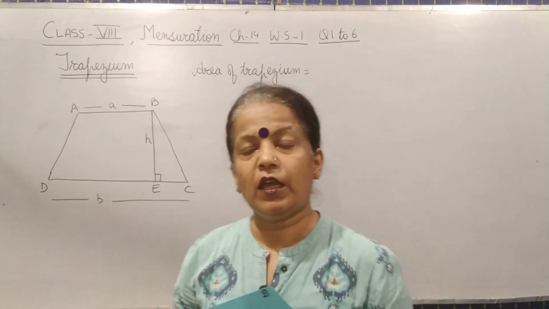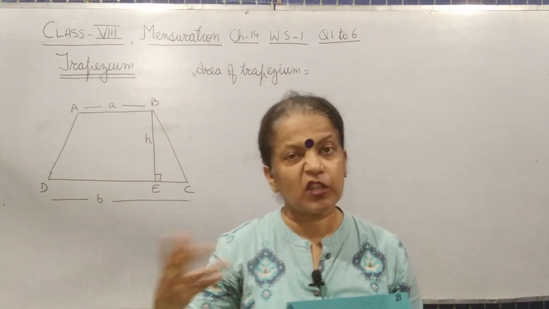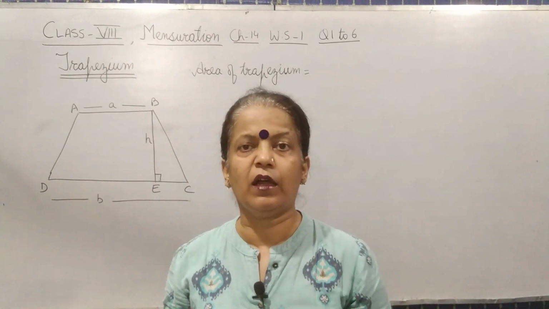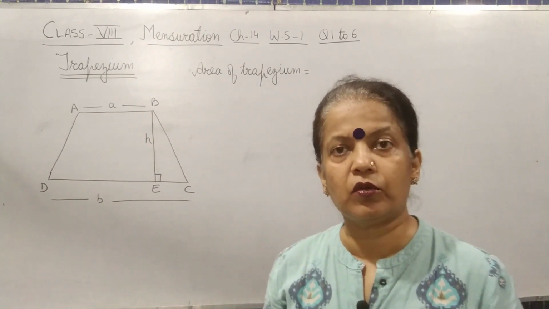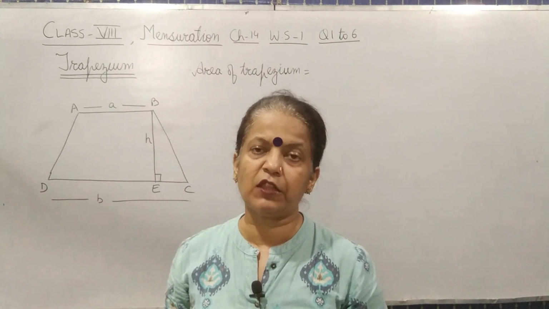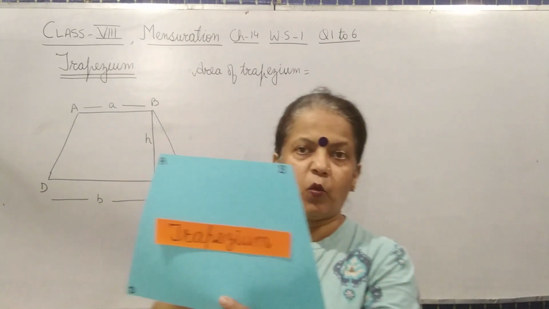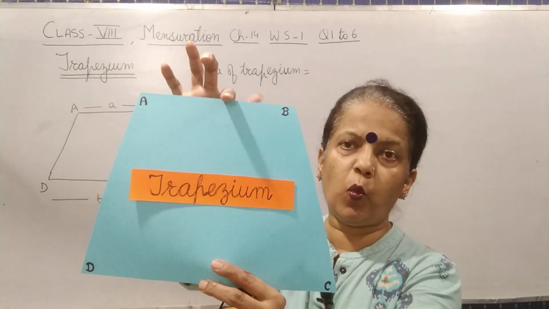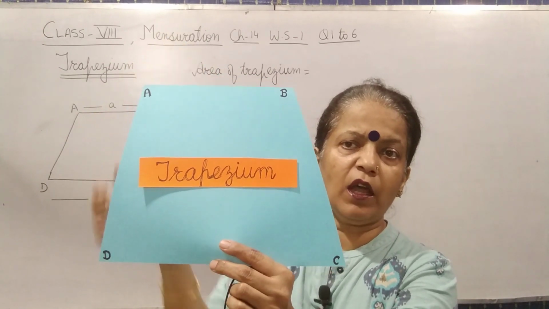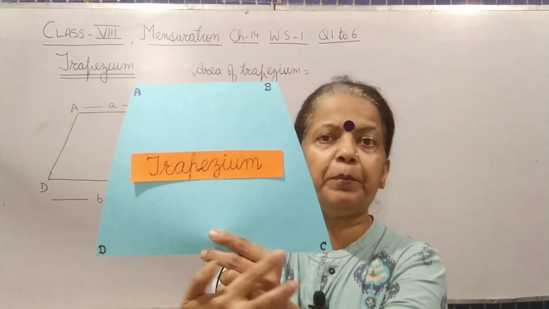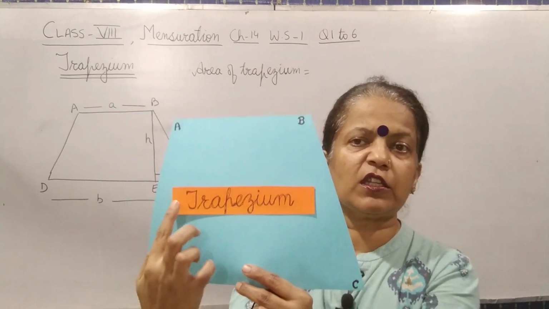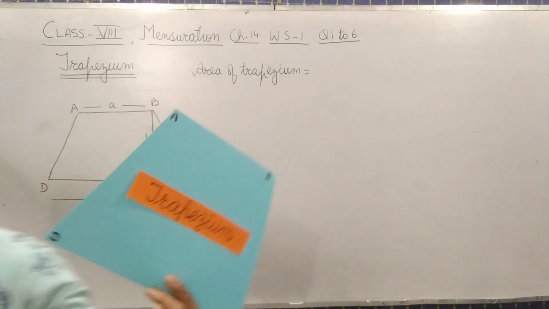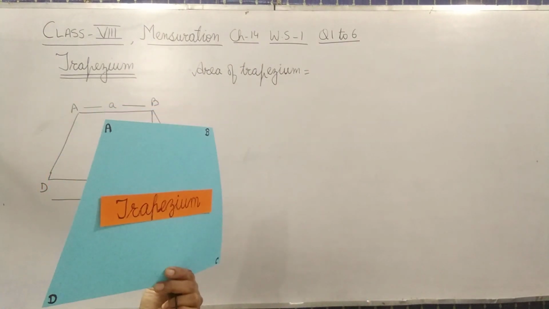So it means that a square or a rectangle is also a trapezium, because it satisfies the condition of a trapezium. Once again, in a trapezium, the quadrilateral having one of the opposite pairs parallel to each other is called a trapezium. Now we will go a little bit further.